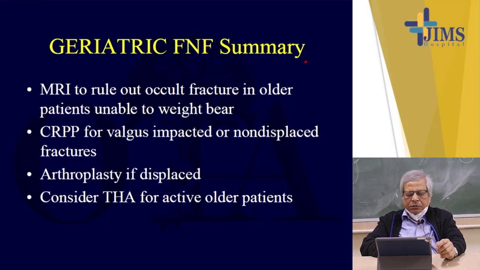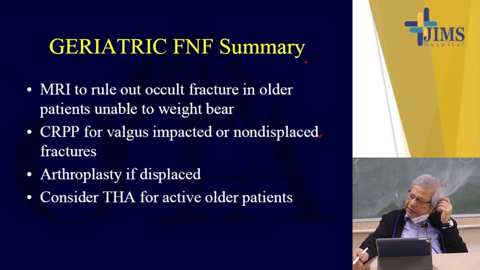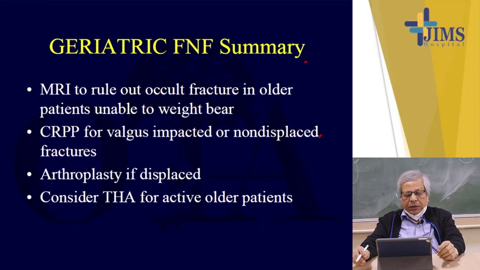Closed reduction and percutaneous screws for valgus impacted, that is Garden 1 or maybe Garden 2, the non-displaced fractures. But in case of displaced fractures, Garden 3 and 4, as the chance of non-union is very high, straightforward replacement arthroplasty is indicated. Consider total hip arthroplasty for active older patients.